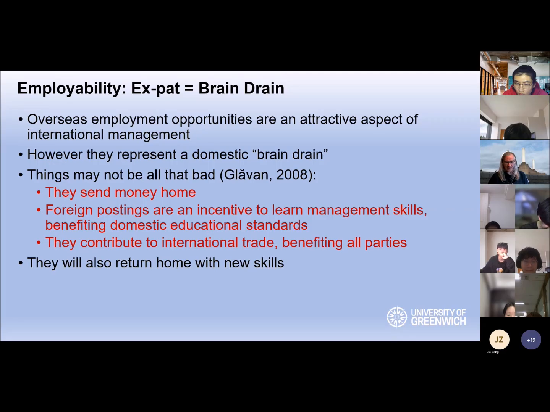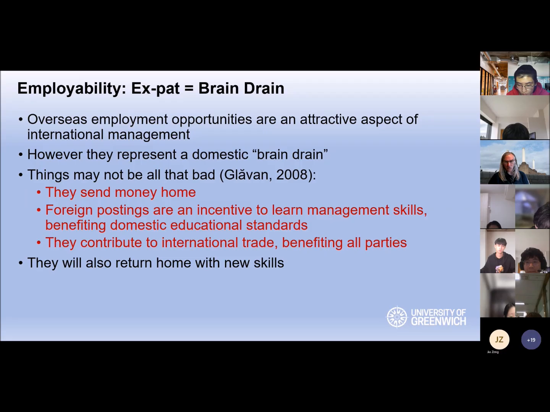However, studies, and I quote one here by Glavin, 2008, suggest it may not be that bad. They are sending money home, so they're well paid. So you've got a Kenyan manager working in America, they're earning lots of money, they send that money home. It's a great incentive for them. So when they start off in Kenya, at university, doing a degree or a master's, they think, great, I can go to America next year, what a huge incentive for them.